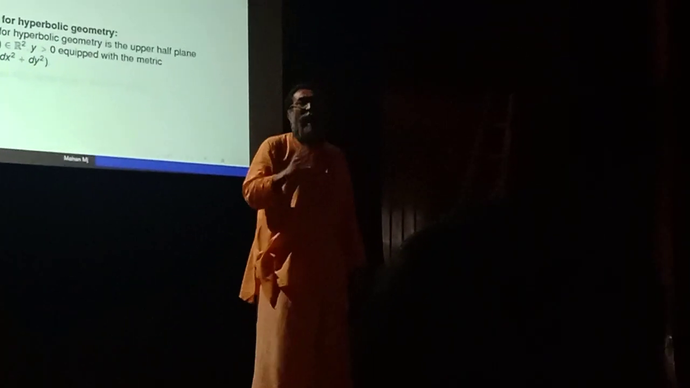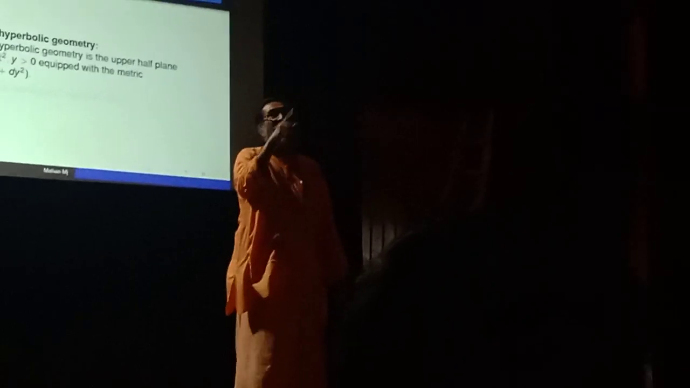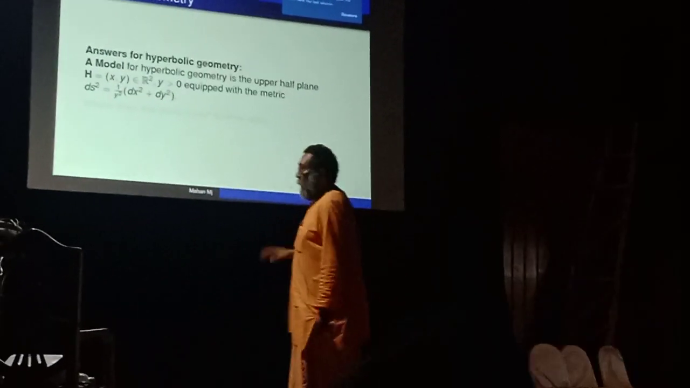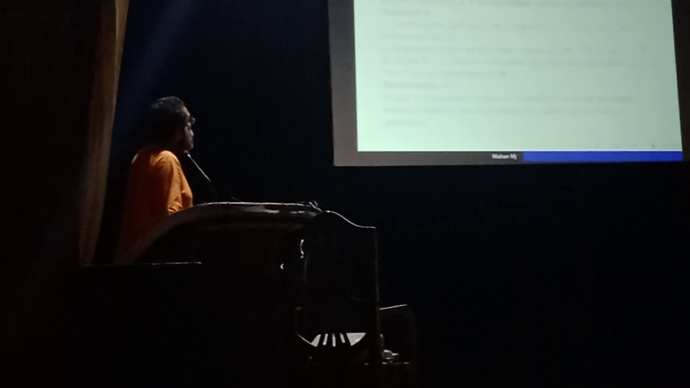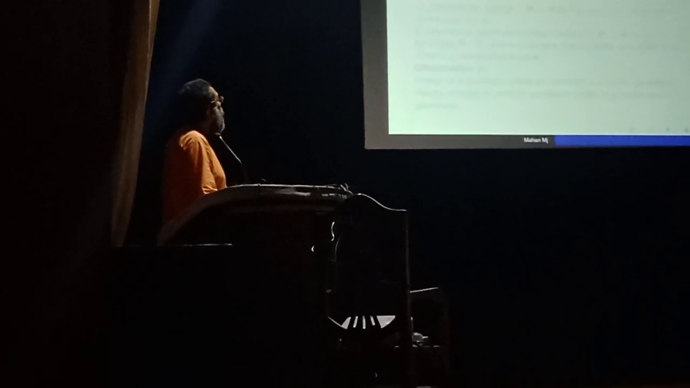So this vertical line is an example in this geometry of a bi-infinite geodesic. If you go up, then it's again from 1 to infinity, so that's also infinite. So this vertical line is an example of a bi-infinite geodesic. We haven't proven that, but we'll come to that in the next slide. So where does this metric come from? That's a different story. It comes from complex analysis. Okay. So first theorem, right away, is that vertical straight lines in H are geodesics.